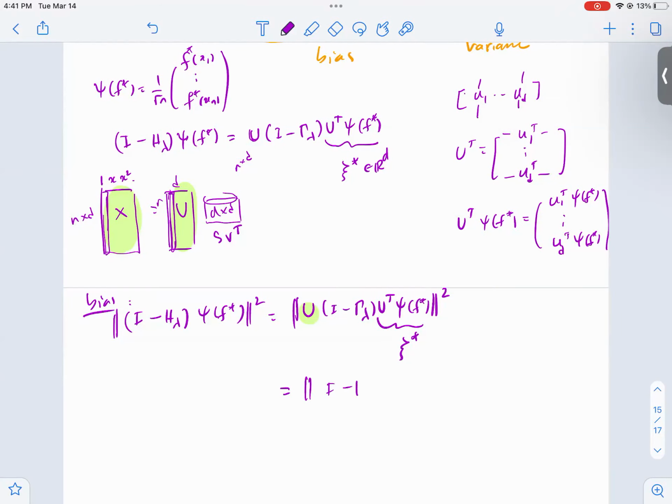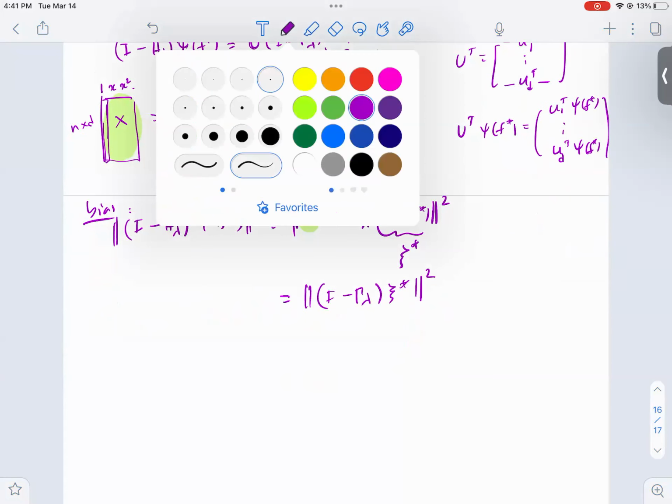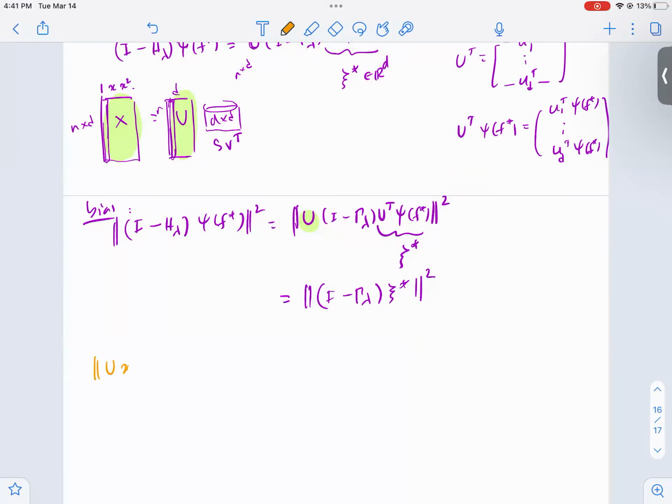And I get this very simple formula. Why can I drop that? Because ux squared for any x would be ux transpose ux, which would be x transpose u transpose ux. This is the identity, so it would be x transpose x, which would be x squared. That's the advantage of having these orthonormal columns. Okay, so I drop the u.